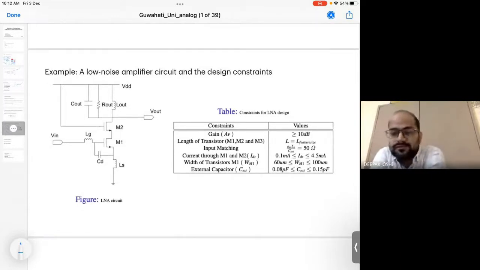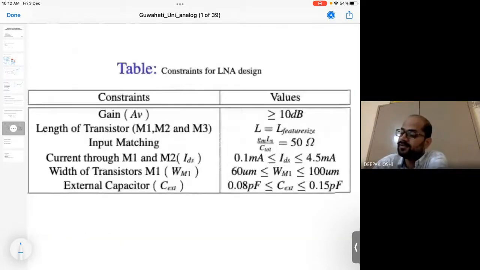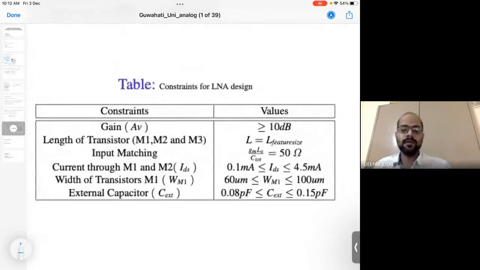Whenever you go for the study of the low noise amplifier, this circuit will be very readily available. It will readily appear on the search of the low noise amplifiers. The constraints on the right side in the table, you can see the constraints and how these constraints are generally. Let me zoom it so that you can have a better view. You can say that the input matching is there.